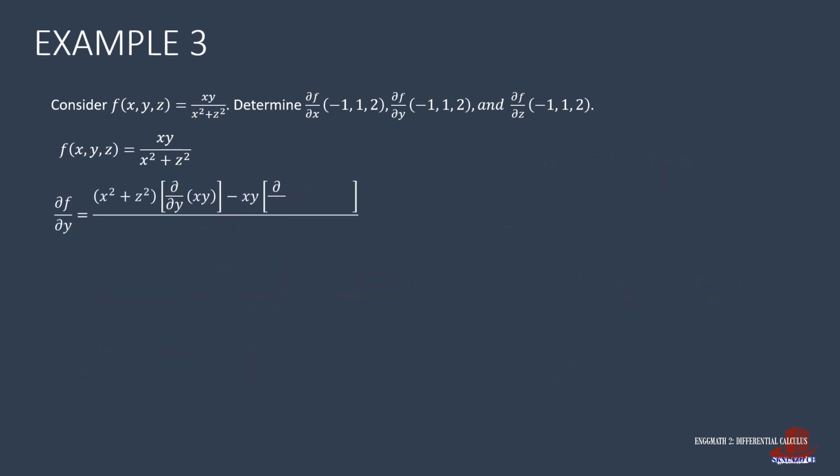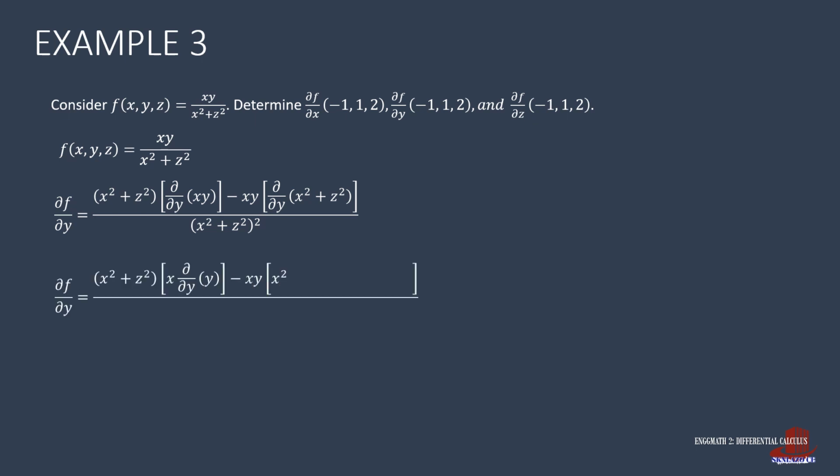Moving on to the value of the partial derivative of the function with respect to y. The function is differentiated similarly to the first one, as it still requires the quotient rule. Differentiating it with respect to y, we get x squared plus z squared times x with the derivative of y, minus xy times x squared times the derivative of 0 plus z squared times another derivative of 0. And everything is over the square of x squared plus z squared.